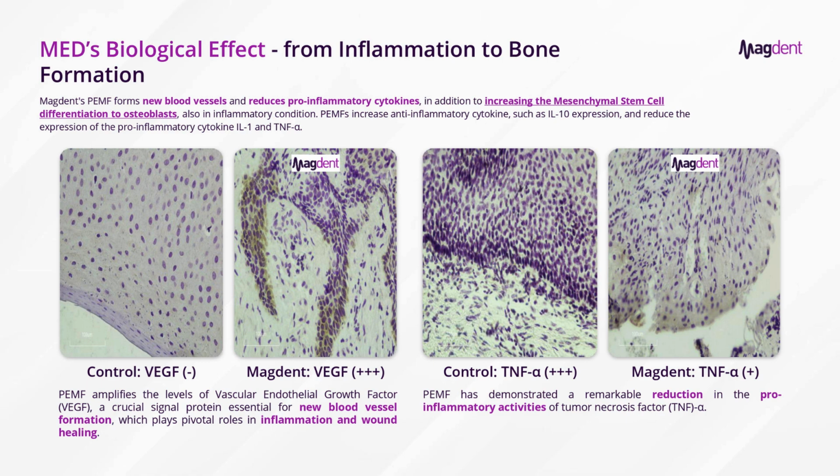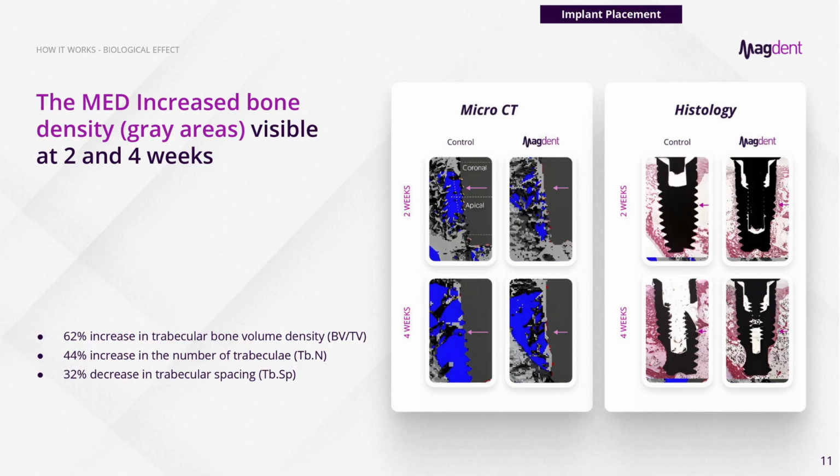By increasing VEGF, PEMF compensates for the reduced vascularization in smokers. By stimulating osteoblasts directly, it compensates for the impaired cellular function in diabetics. By increasing trabecular bone density, it improves anchorage in osteoporotic bone.